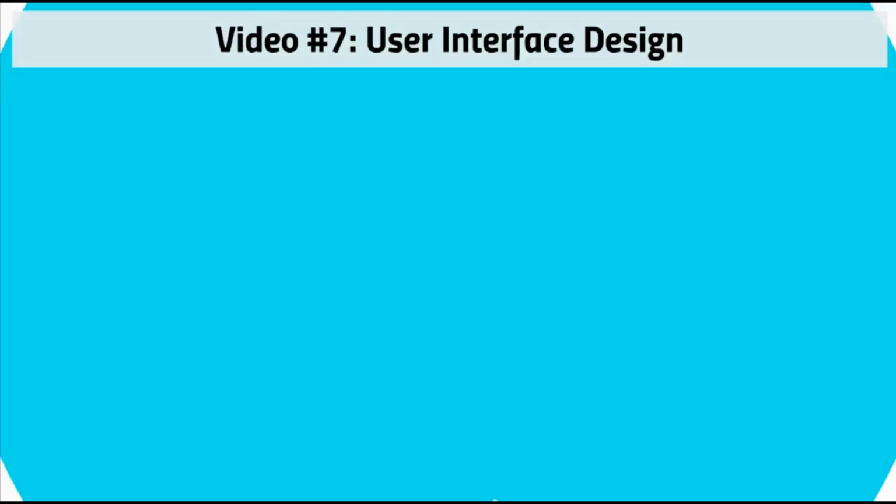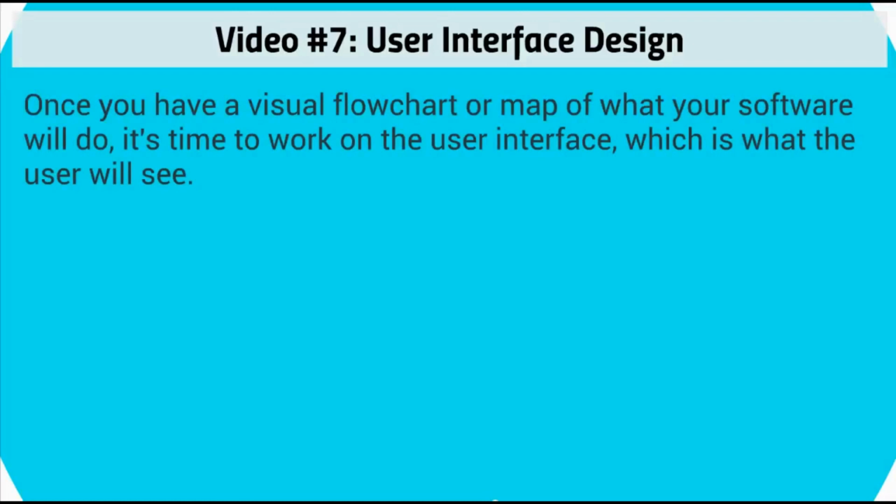Hello and welcome to video number 7, and we're going to talk about user interface design. So once you have a visual flow chart or map of what your software will do, it's time to work on the user interface, which is what the user is going to see. So the flow chart really was for you to understand and for the programmer to understand, but the user interface is also for the programmer, and so that you have an idea of how things are going to be laid out and all of that.